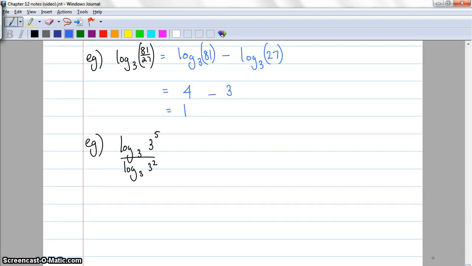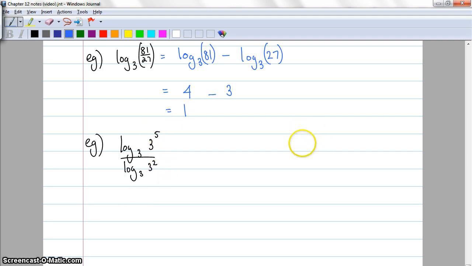So finally, the last question. Now, with logs, you cannot cancel the logs in any way. You can't divide one log by the other. People will be very tempted to just cross out that and cross out that because they're the same. But they are in fact not the same at all, because one of them is to the power of 5 and one of them is to the power of 2.